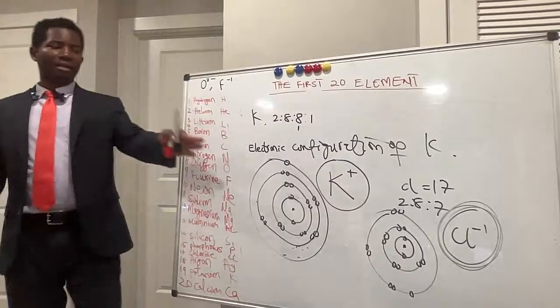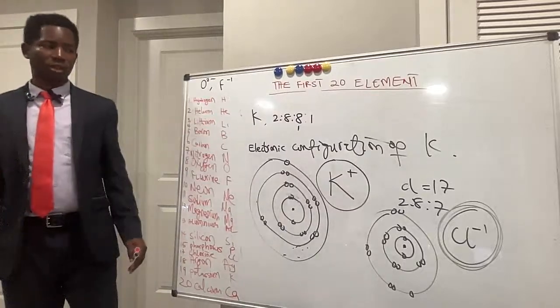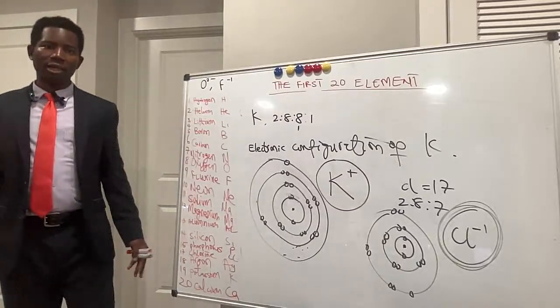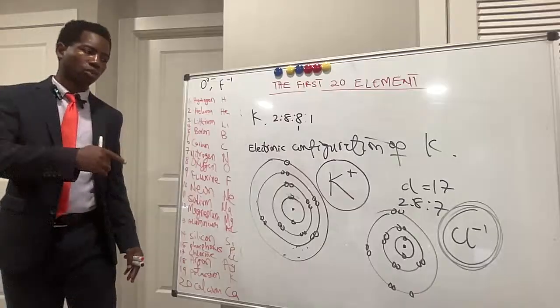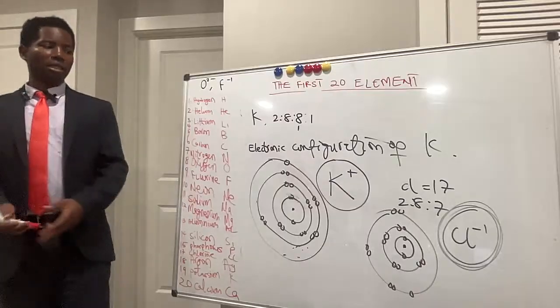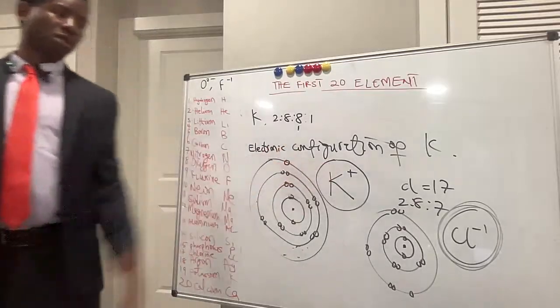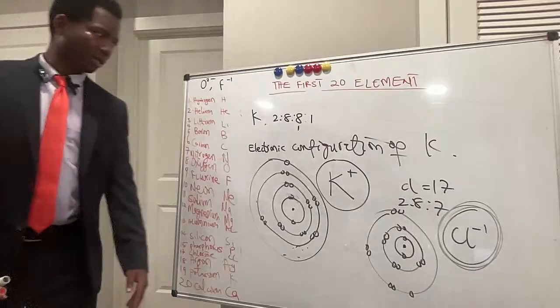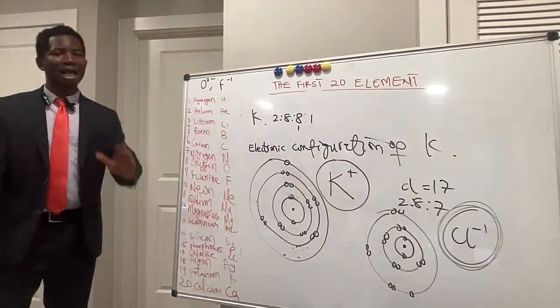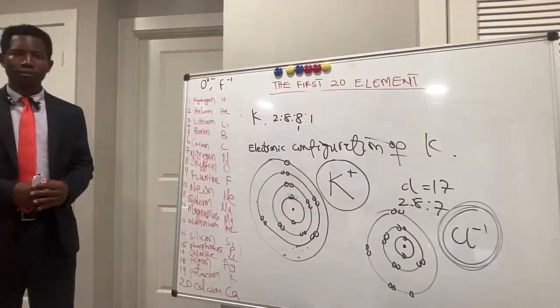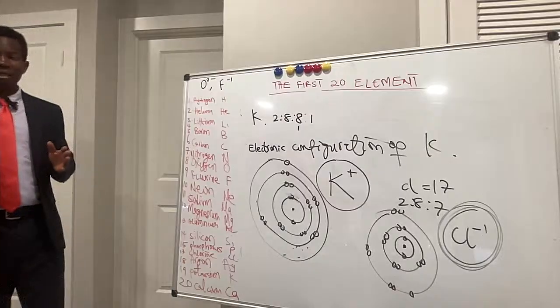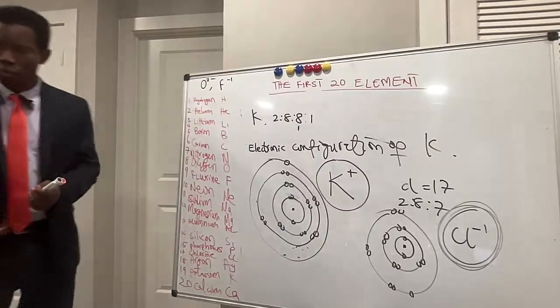So any element that is negatively charged is not metal. Any element that is positively charged is a metal. In the case of potassium, potassium is a metal, chlorine is not metal. And this is the basis at which elements combine with each other.